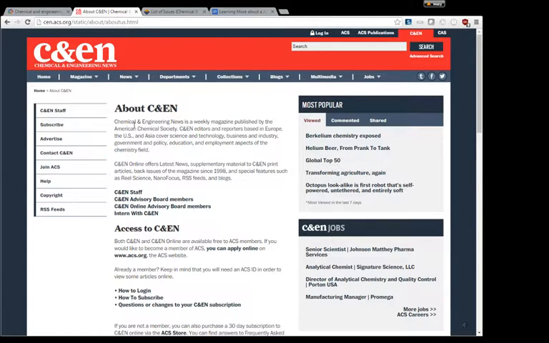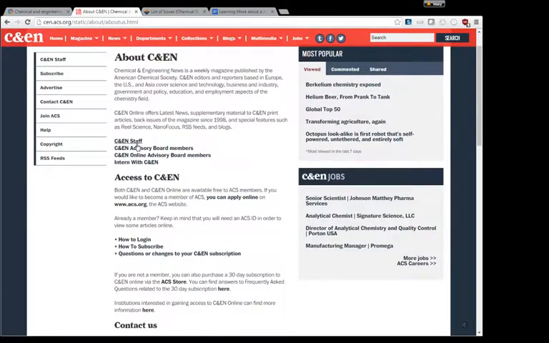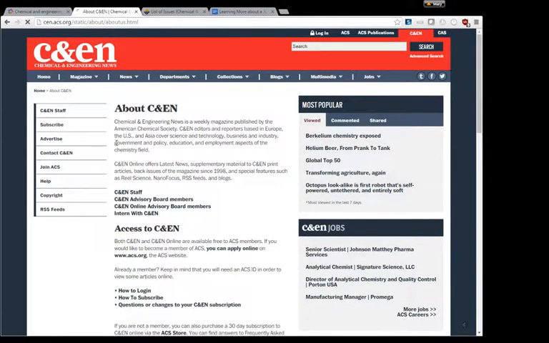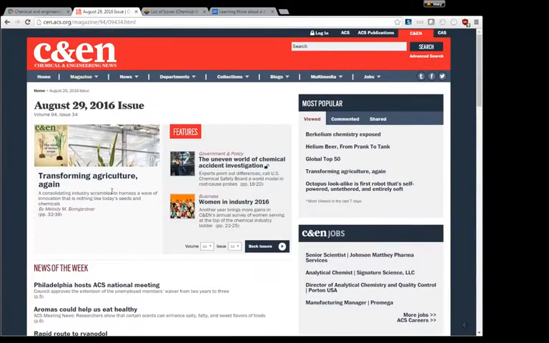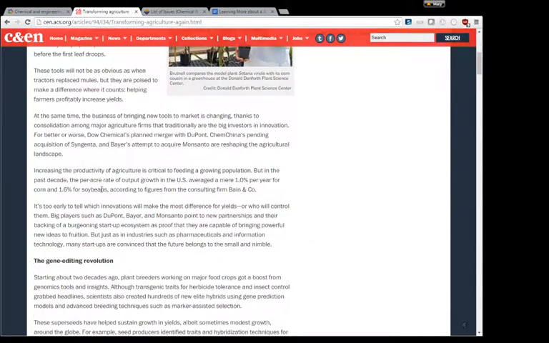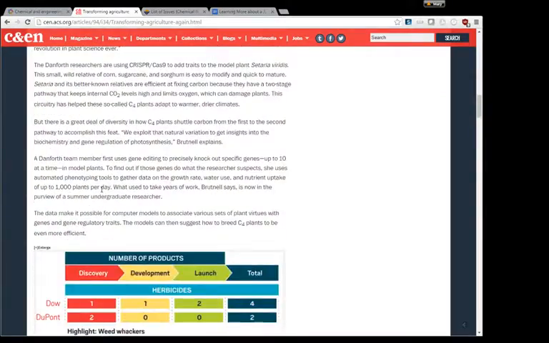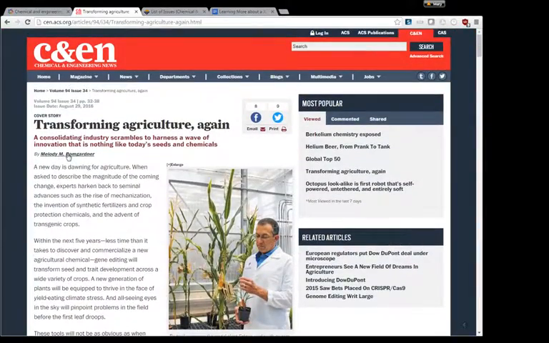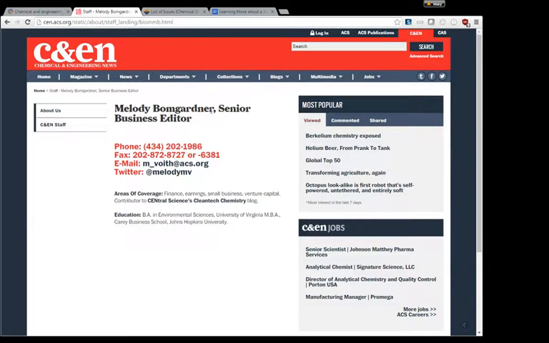So here we see that Chemical and Engineering News is a weekly magazine published by the American Chemical Society. And if I look at some of the articles, so we're going to take a look at the article. Here's the most recent issue. So Transforming Agriculture. One of the differences that we might see is citations or the affiliation of the author. So here, let's take a look at the author. So she's a business editor. So she is a reporter and not actually a researcher at a university. But this is her information.